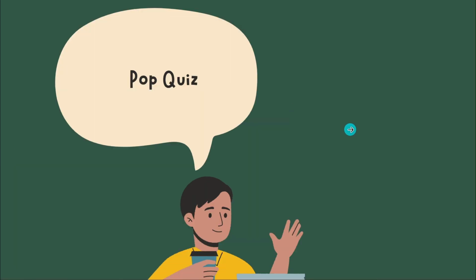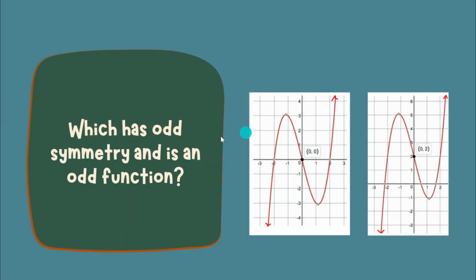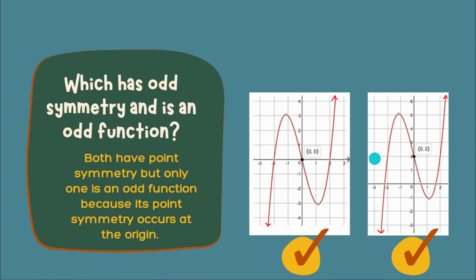Now just a little pop quiz to test you. Which has an odd symmetry and which is an odd function? You can pause and figure it out. So in this case, both of them have odd symmetry, but only one of them is an odd function. It's this one, and that's because it has point symmetry occurring at the origin. This one doesn't have it occurring at the origin.